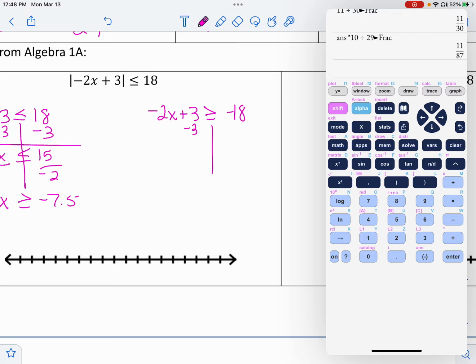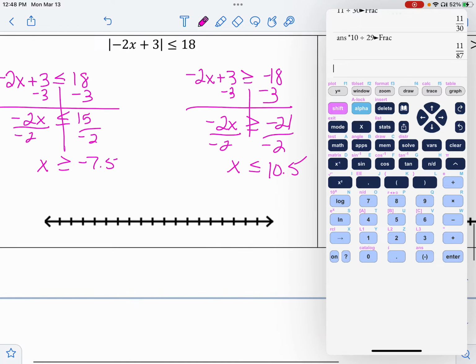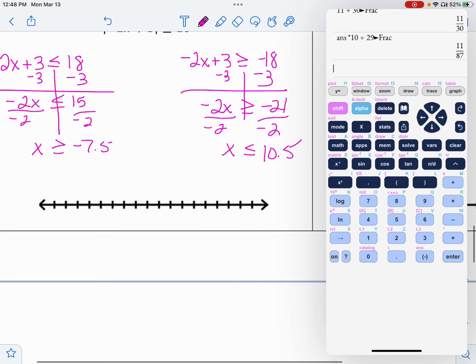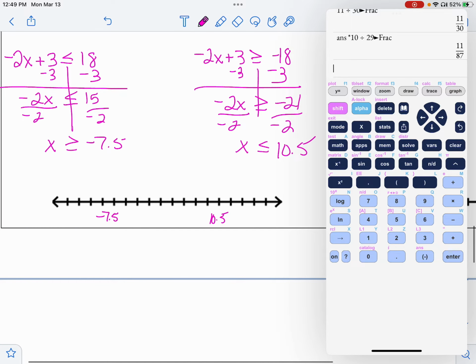Now we're going to take away 3 and take away 3. So we get negative 2x is greater than or equal to negative 21. Divide by negative 2. Because we're dividing by a negative, you have to flip your sign. Just to use numbers, again, I've got students coming in very fast. You should skip evenly, please. But I'm just going to put negative 7.5 here. I'm going to put 10.5 here. I am not skipping evenly because I am rushing. I have kids coming in.